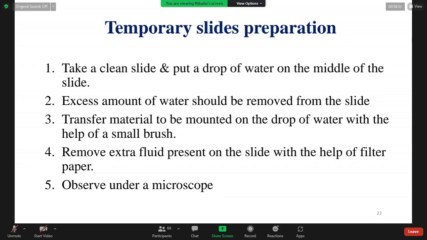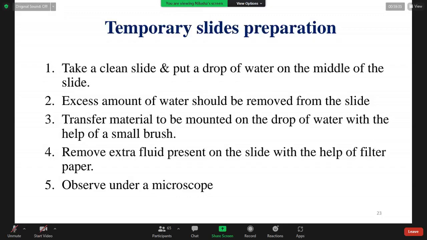Now we will see how to prepare a temporary slide. Earlier we learned about preparing a permanent slide. Now we are going to prepare a temporary slide for observation. That means we are going to prepare a slide for observation in a temporary way, when we want to observe the specimen.